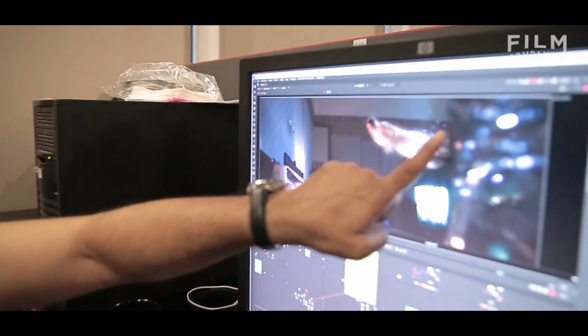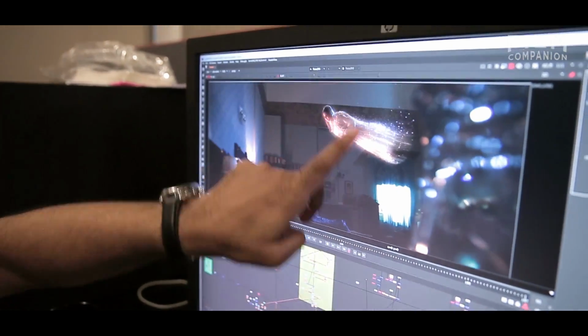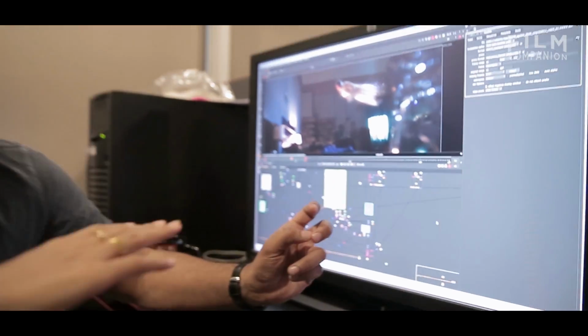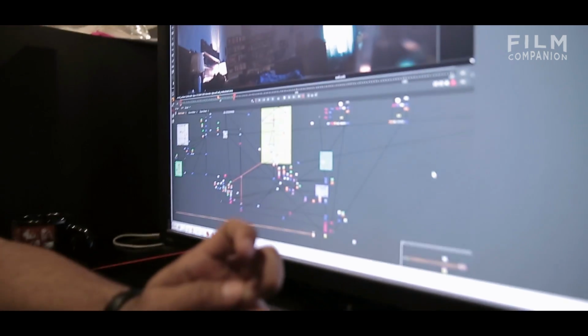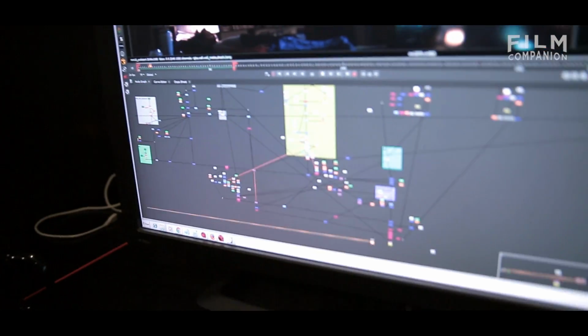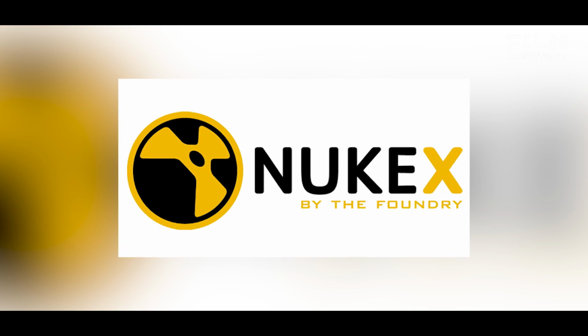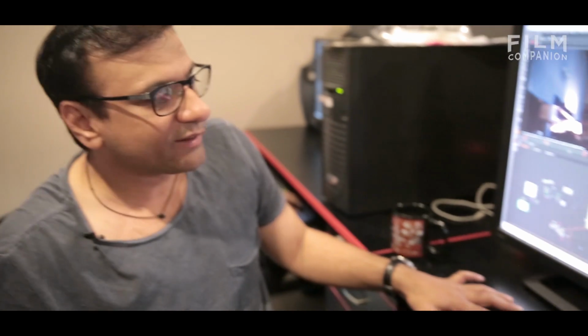Yeah, the gold dust is actually following her and kind of settling down and forming her image. What are these waveforms that we see on the screen? It looks really complicated to me. These are nodes basically. This is a compositing software called Nuke. It's standard, now used worldwide.